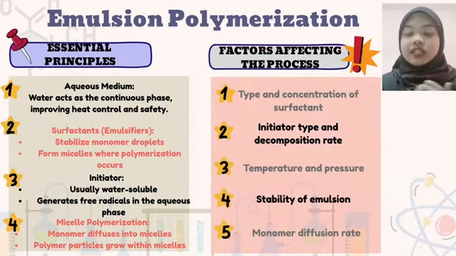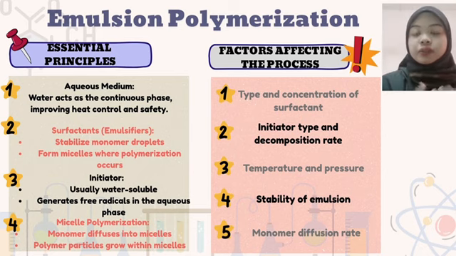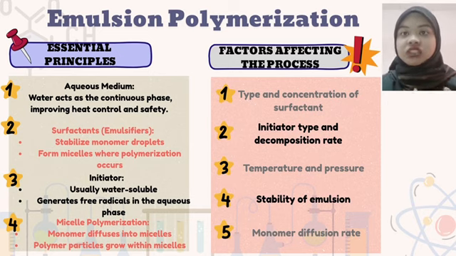Next, I will explain the essential principle and factors involved in emulsion polymerization. First, the process uses water as the aqueous medium, which acts as the continuous phase.